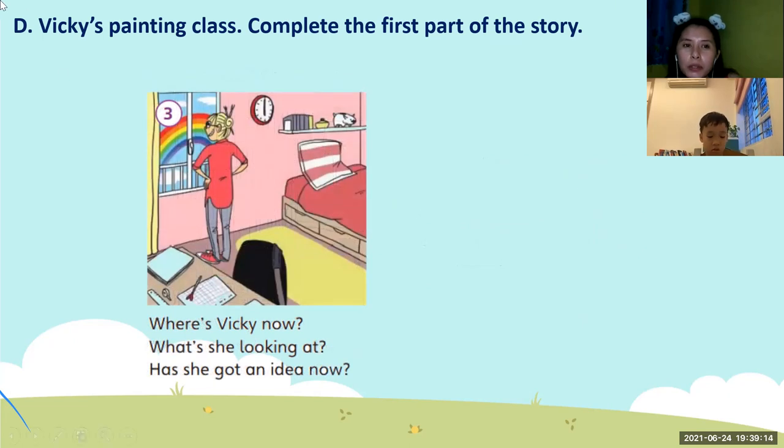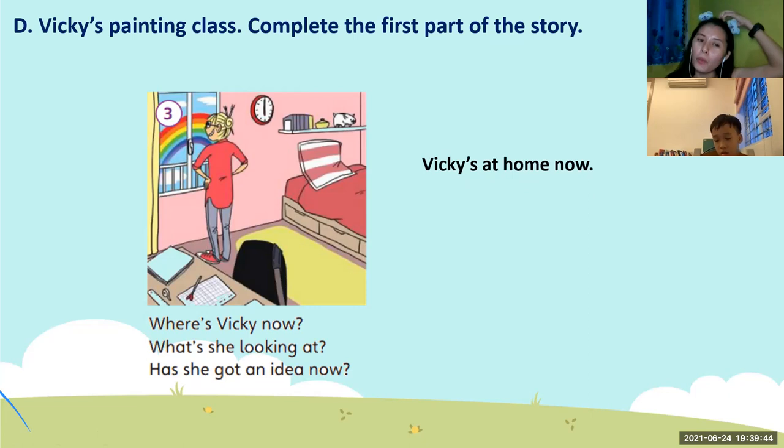How about this one? Look at Vicky. Can you see where is Vicky now? She's happy. Where is she now? Is she in a church? In a school? In the house? How about in her room? Okay, what do you think? In the room. Oh, Vicky is in the room. What she's looking at? Okay. Can you see what she's looking at? She's looking at the rainbow.